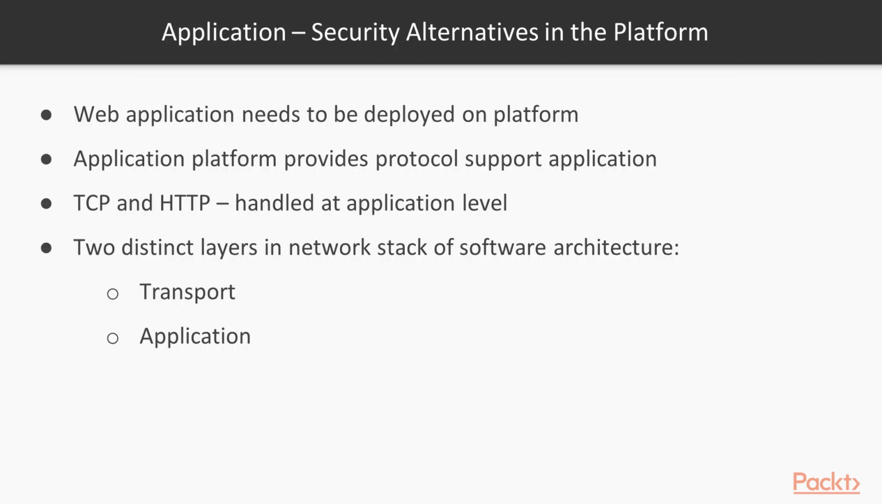Let's see application security alternatives in the platform. As seen earlier, every web application needs to be deployed on some kind of a platform before it can be exposed to the outside world. An application platform provides the protocol support which is needed to communicate over a network. TCP, and to a larger extent HTTP, are all handled at the platform level. In the network stack of software architecture, there are two distinct layers which include protocols ripe for web application attacks. In the application platform, these layers are as follows: transport and application. Let's see these layers in detail.